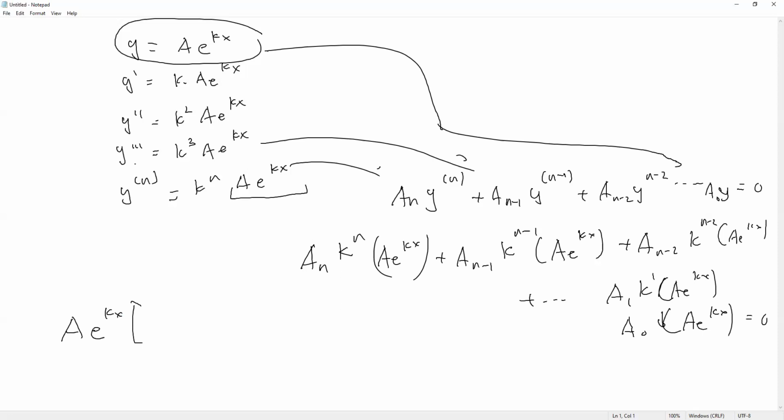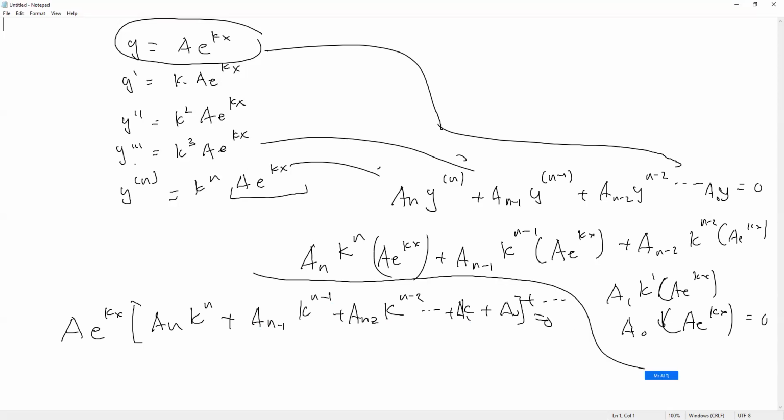If we multiply this, we're going to have k^n, we should have a_n first. a_n k^n plus a_{n-1} k^{n-1} plus a_{n-2} k^{n-2}, etc., plus a_1 k^1 plus a_0 equals 0. Sorry, going this way.